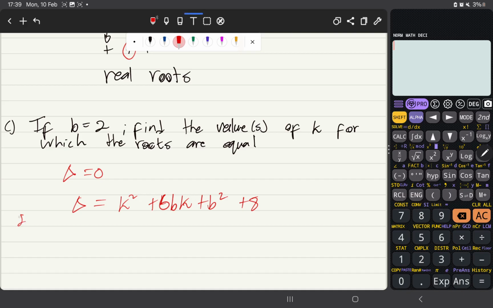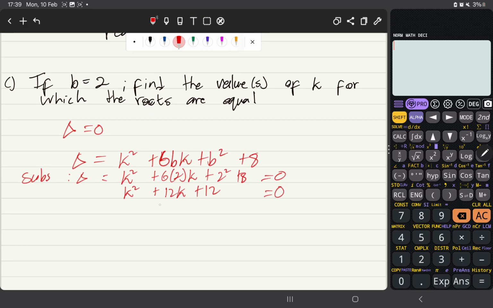So here when we substitute our 2, we have the discriminant being equal to what? k squared plus 6 times 2, and then 2 squared plus 8. The whole thing has to be 0. So now we go on. k squared, you have 12k. You have 4 plus 8. That's going to be what? It's going to be 12, right? So we're now solving for k.